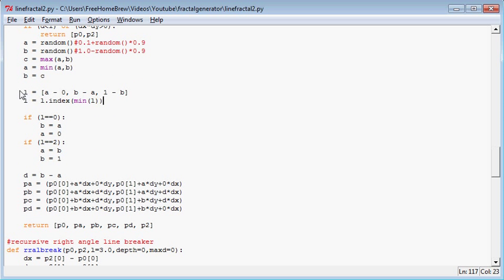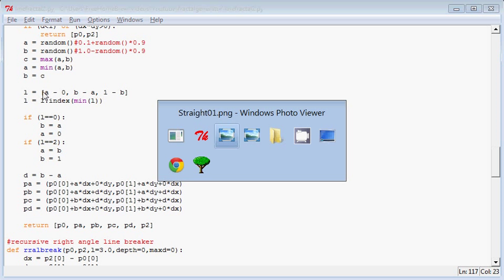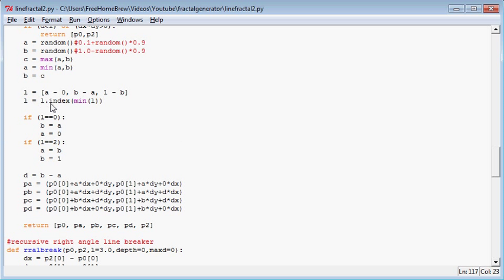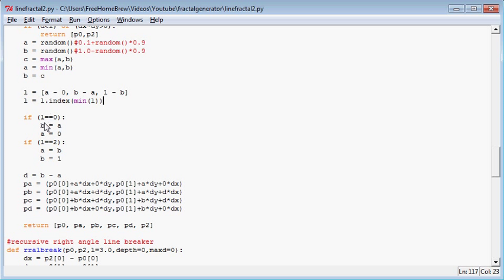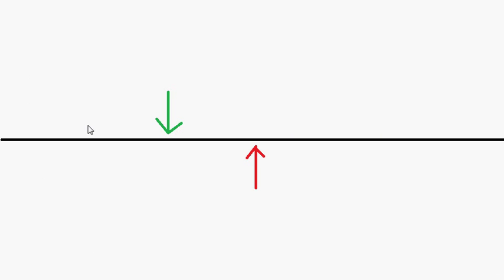Bit of shadowing going on here. L is a list of distances. L is the distance A minus 0, i.e. this distance, B minus A, i.e. this distance, and 1 minus B, i.e. this distance. Then L is the index of the lowest value in this list. So it takes the shortest distance and then the index of that. So this is a method of selecting the smallest piece of line, basically, the smallest segment of this line.